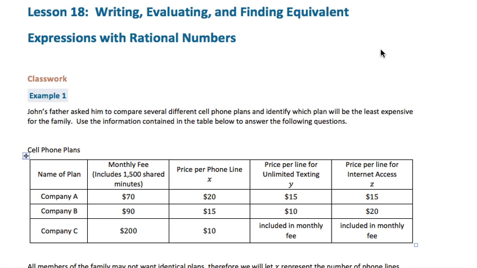In Module 2, Lesson 18, we're going to write, evaluate, and find equivalent expressions with rational numbers. Our first real-life problem is a comparison of cell phone plans. John's father has asked John to compare several different cell phone plans and identify which plan will be the least expensive for the family. Using the information in the table, we're going to answer the questions below.